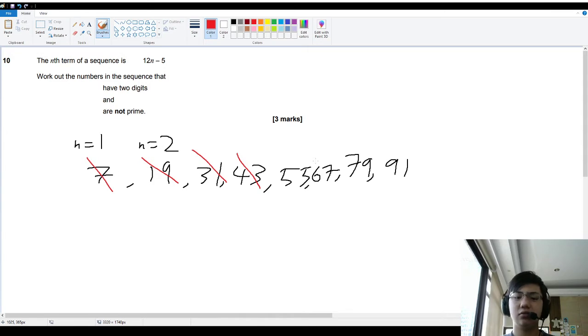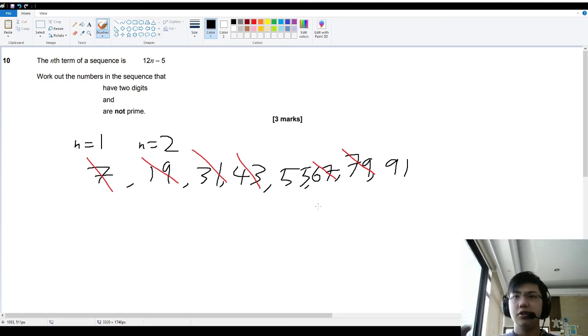67 looks like it's not a prime number, but it actually is a prime number, especially if you experiment using your calculator. 79, a prime number. 91, it's actually not a prime number, even if it looks like one at first glance.